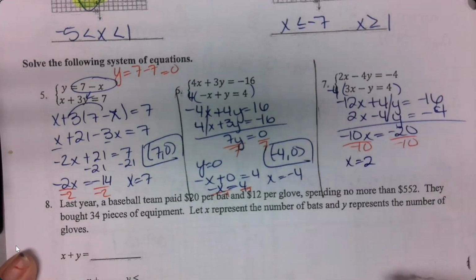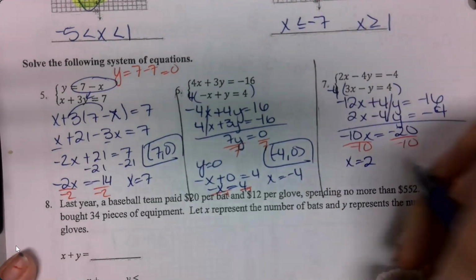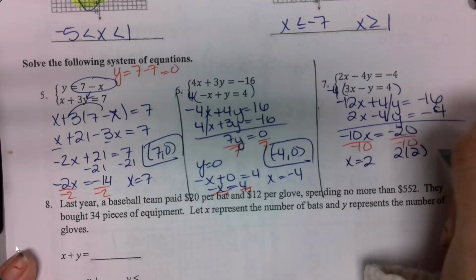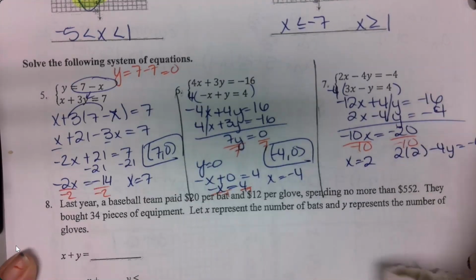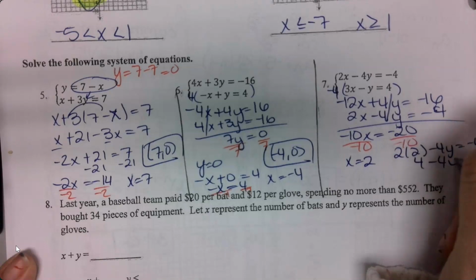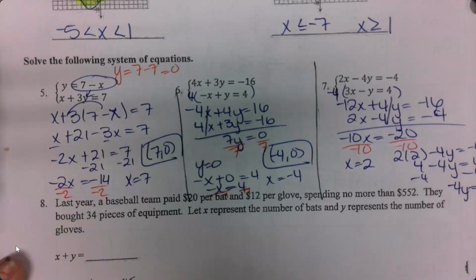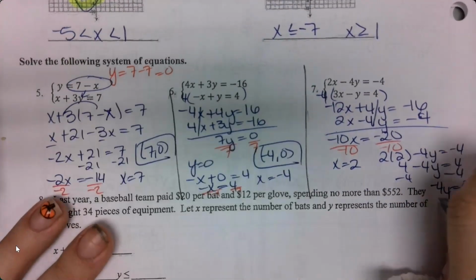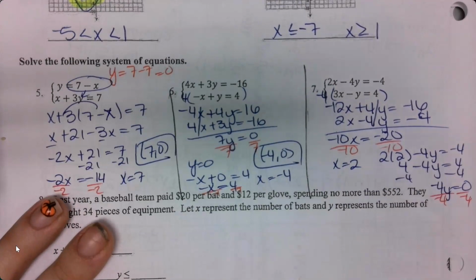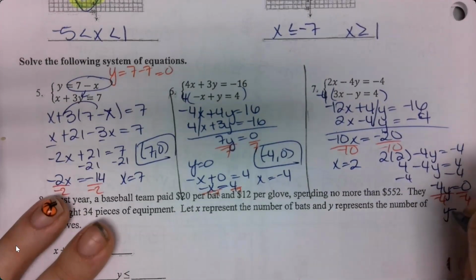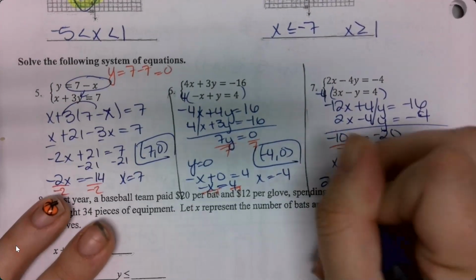X equals 2. Then I want to plug in, I'm going to pick the top equation, so I have 2 times 2 minus 4y equals negative 4. 2 times 2 is 4. Subtract 4 on both sides. Negative 4y equals 0. Divide both sides by negative 4. Y equals 0. So my answer here is 2, 0.